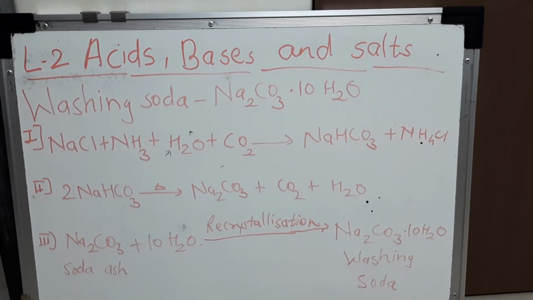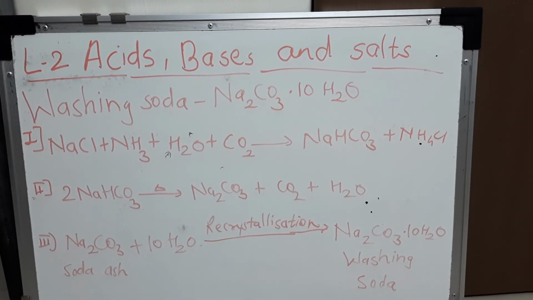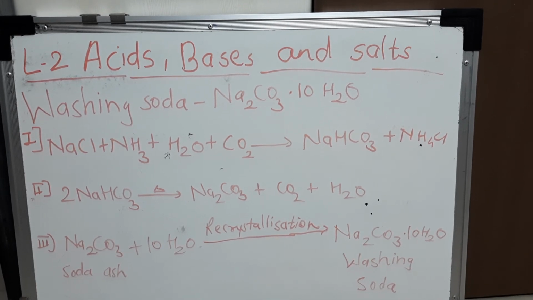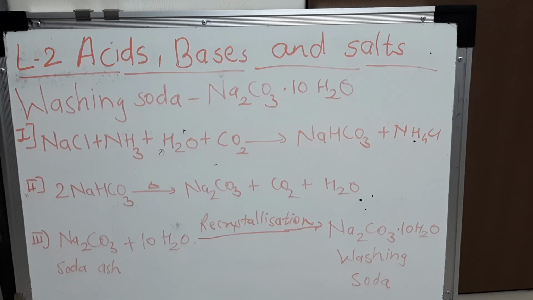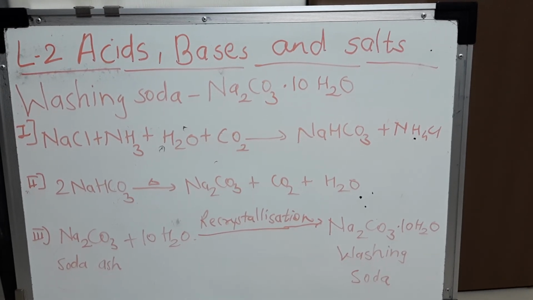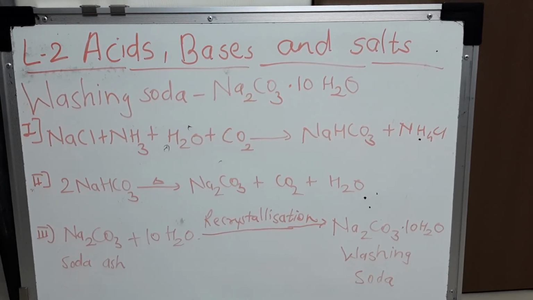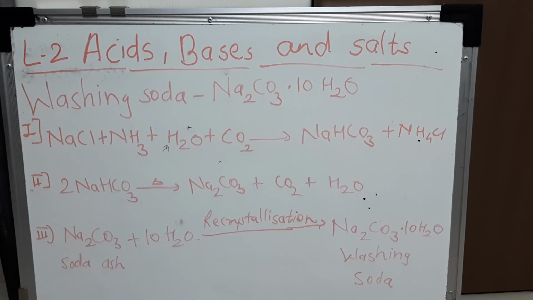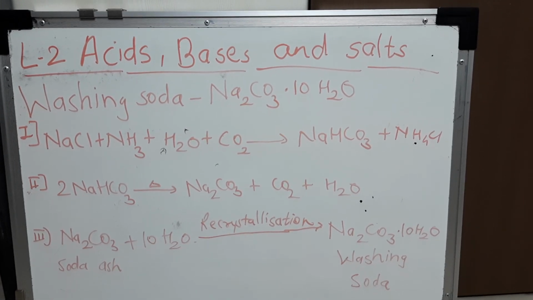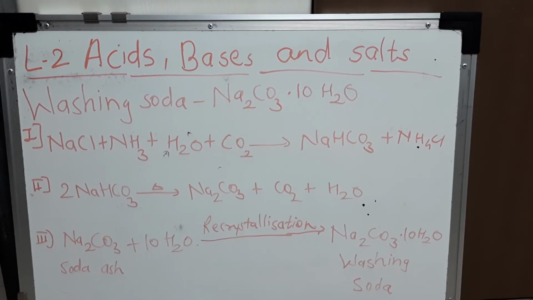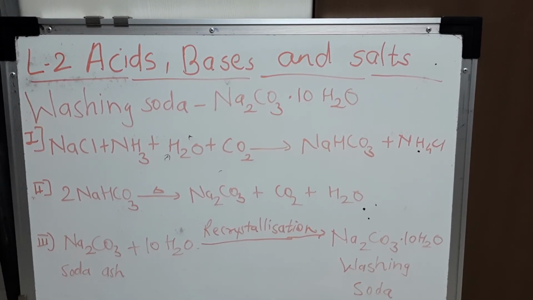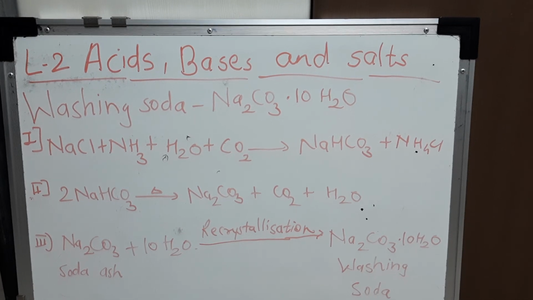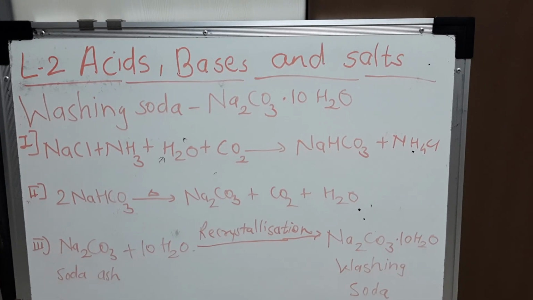So today we have studied industrially important products from common salt, that is sodium chloride, where we use sodium chloride as a starting material. Sodium chloride is a very important salt. From that salt we can get sodium hydroxide, then washing soda and baking soda.